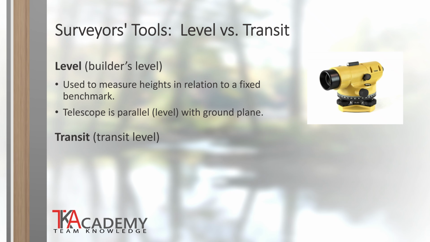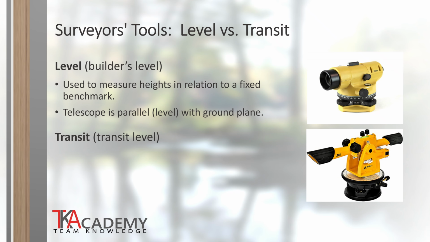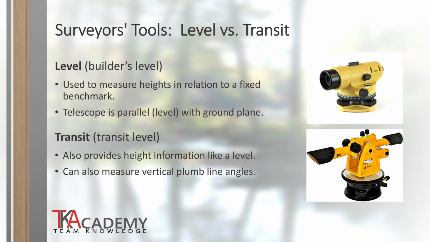A transit is also able to measure heights and level surfaces like that of a builder's level, but it also has the function of being able to measure vertical plumb lines, or lines that are in the vertical plane perpendicular to the level surface. The example images on the right show a builder's level on top and a transit on the bottom. As you can see, these are very similar in appearance.